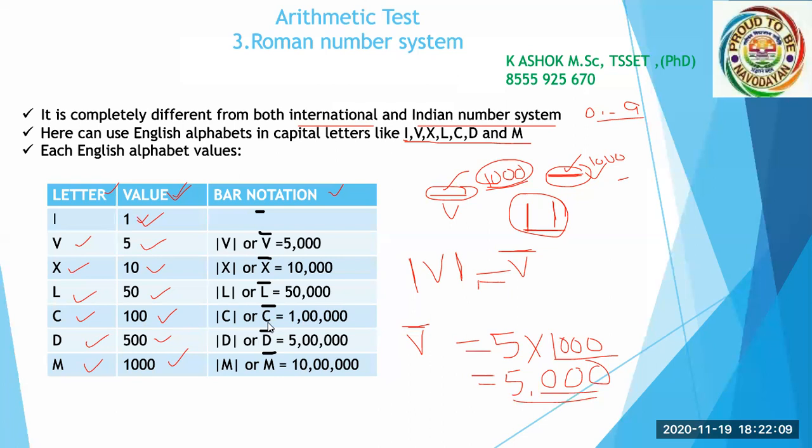Now the C bar. C bar in the sense is 100, into 1000, 100,000. 100,000 in the sense, we say it is 1 lakh. Now come to the D bar. So this is 500,000. Of course, in the Hindu system, 500,000 is nothing but 5 lakh. So M bar is 10 lakh. So this is the way bar notation is taken up.